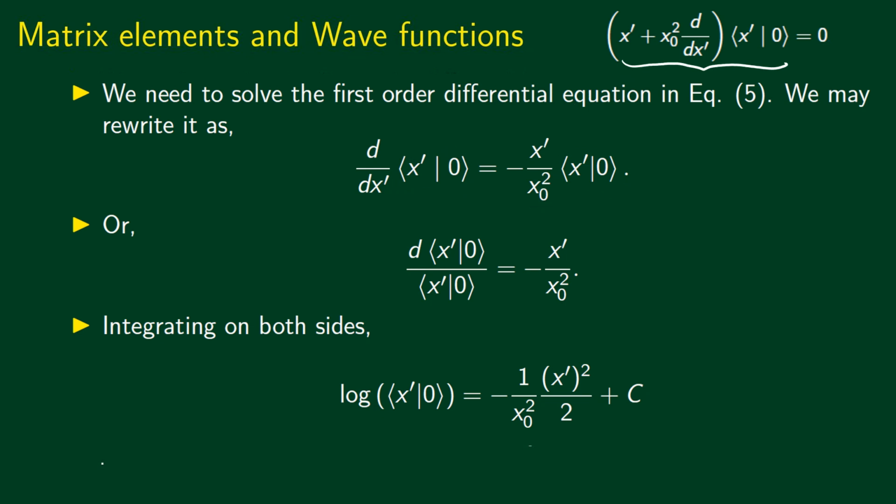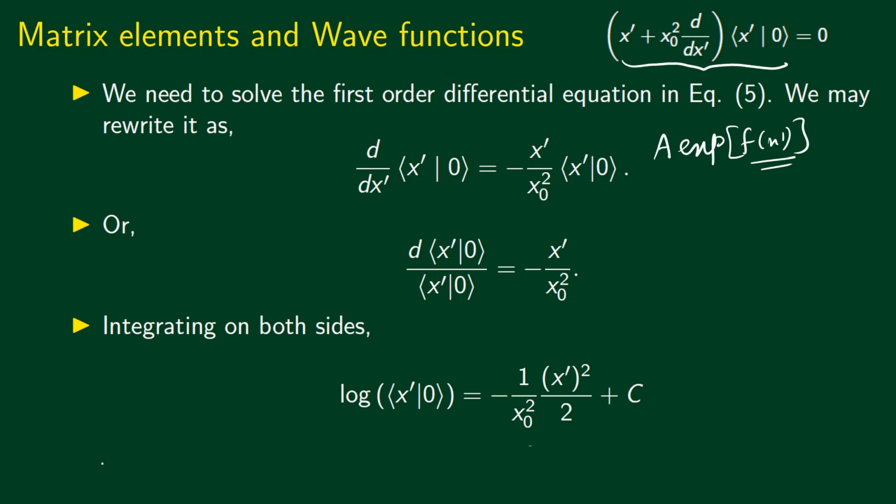You might have easily guessed the solution already, because we know that the exponential function satisfies this property. So we can guess that the solution is of the form a times exponential of some function f of x prime. We can find f of x prime by demanding that its derivative gives minus x prime divided by x0 squared. That would be one way to obtain the solution, or we could solve this directly.